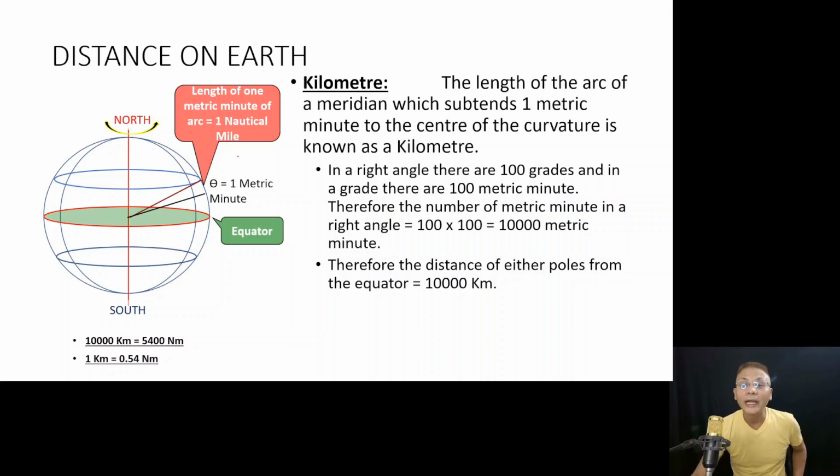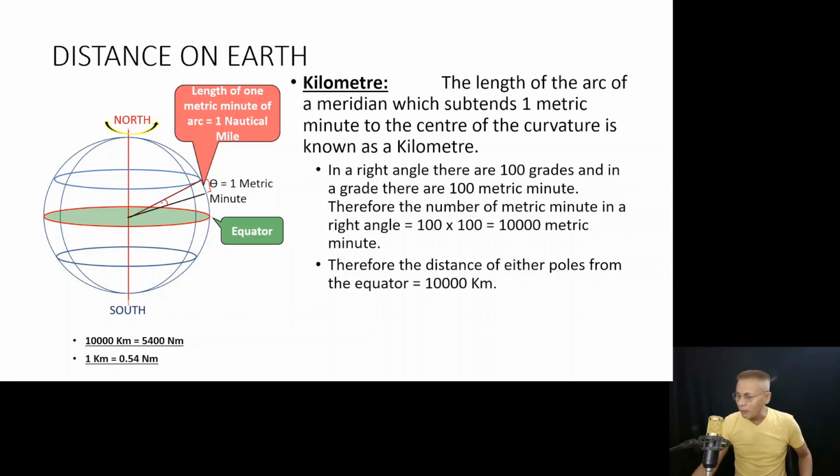So now if I have to define the kilometer, it is the length of the arc of this particular meridian which sustains 1 metric minute at the center of the curvature. As we said, there are 100 grades in the one right angle, and there are 100 minutes onto 1 grade. So 100 into 100, which is 10,000 metric minutes, will be there. So 10,000 kilometers is the distance from the equator to either the North Pole or the South Pole.